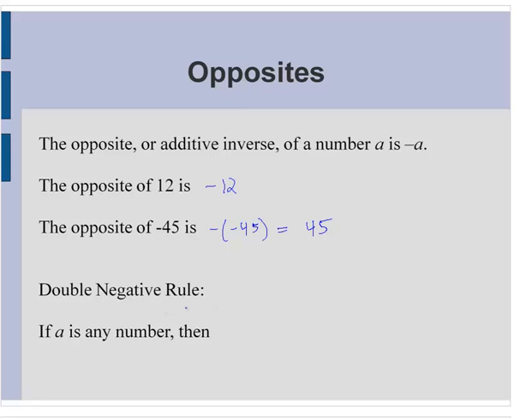The double negative rule then says, if a is any number, then the opposite of negative a is a. The opposite of negative 45 is 45, and in general, the opposite of negative a is a.